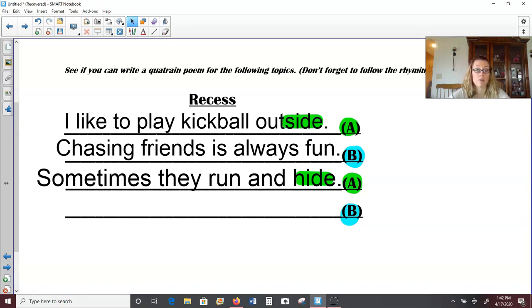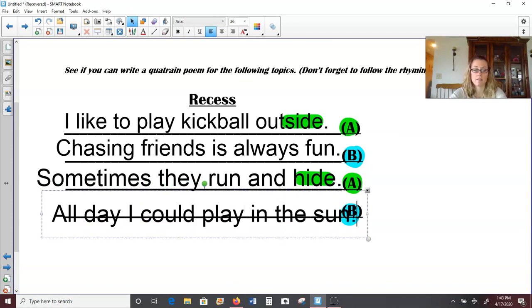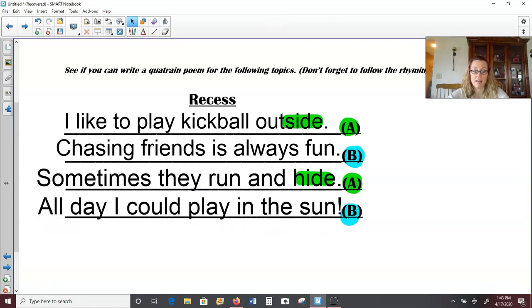Fun, run, sun. Okay, let's see. I like to play kickball outside. Chasing friends is always fun. Sometimes they run and hide. I wanted to say something about staying outside in the sun. All day I could play in the sun. Does that work? All day I could play in the sun. And I kind of like it because there's a little extra rhyming within my line. All day I could play in the sun. Just adds a little more rhythm to it when you're reading it.